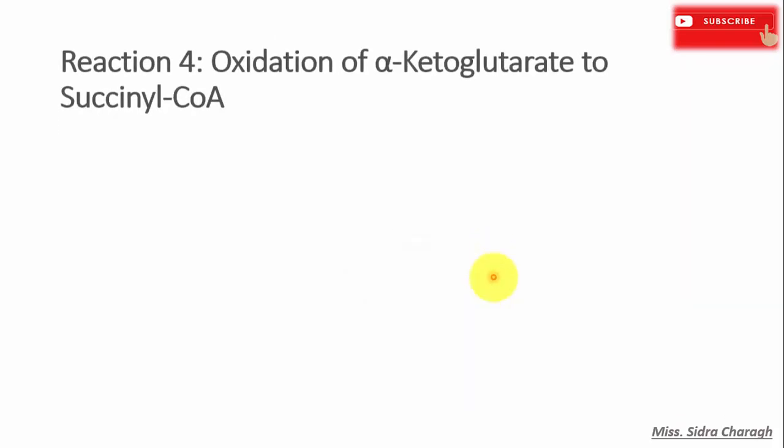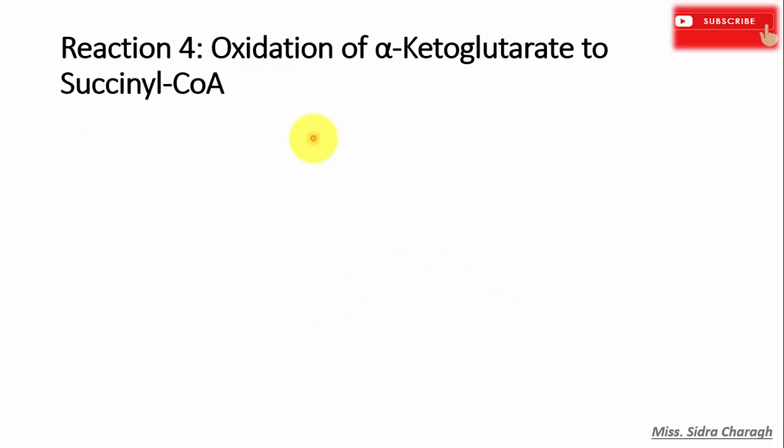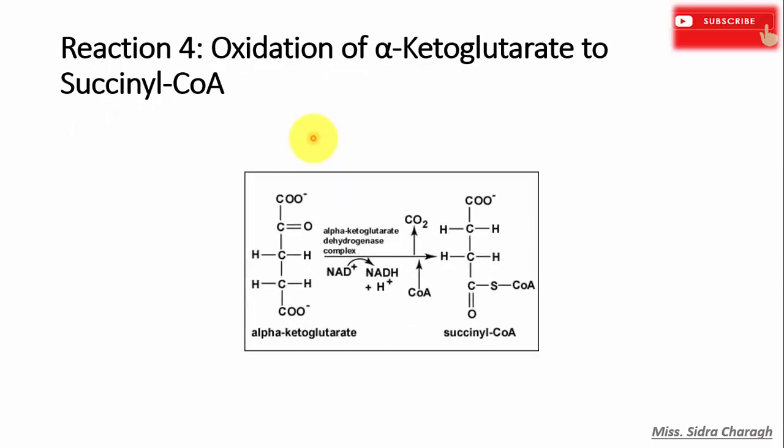And reaction 4 is the oxidation of α-ketoglutarate to succinyl-CoA. Here α-ketoglutarate is oxidized, carbon dioxide is removed and coenzyme A is added to form the 4-carbon compound known as succinyl-CoA. During this oxidation, NAD is reduced to NADH and H positive, and the enzyme that catalyzes this reaction is the α-ketoglutarate dehydrogenase complex.